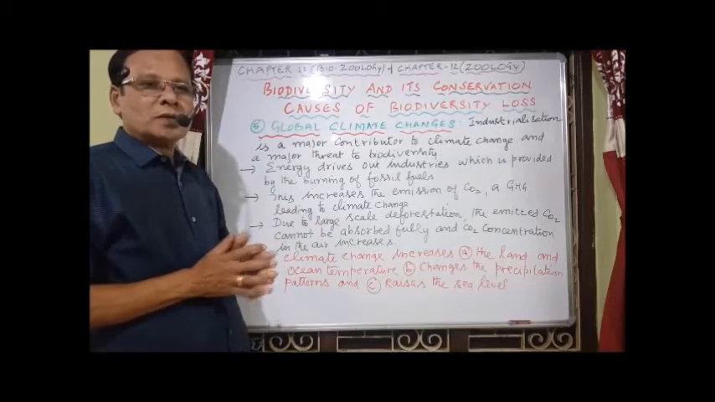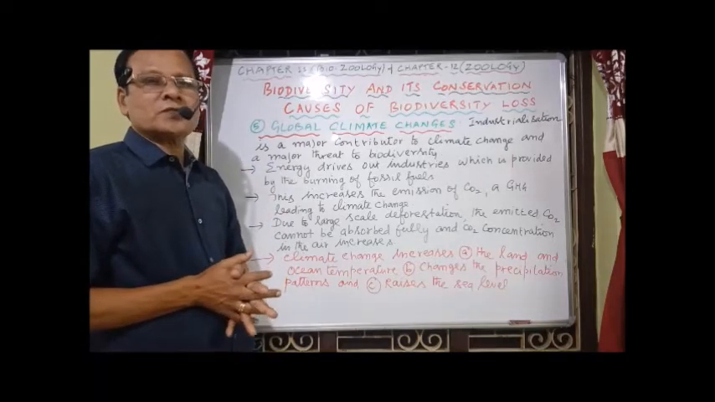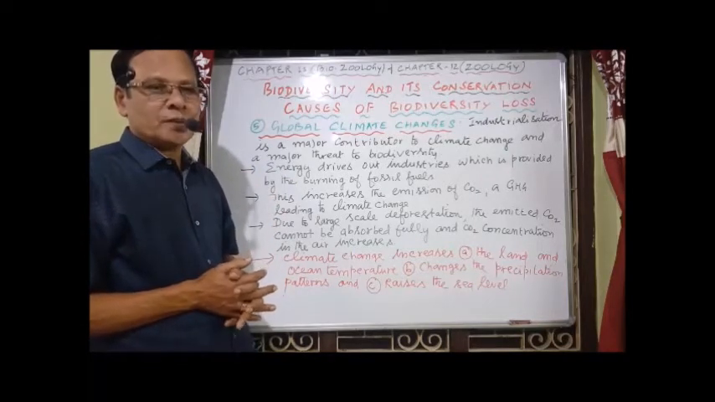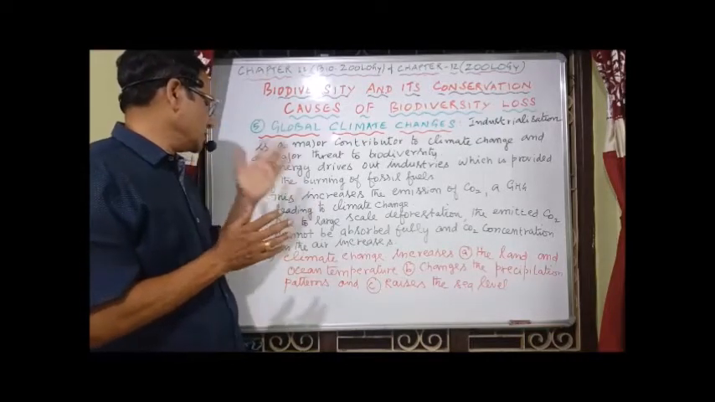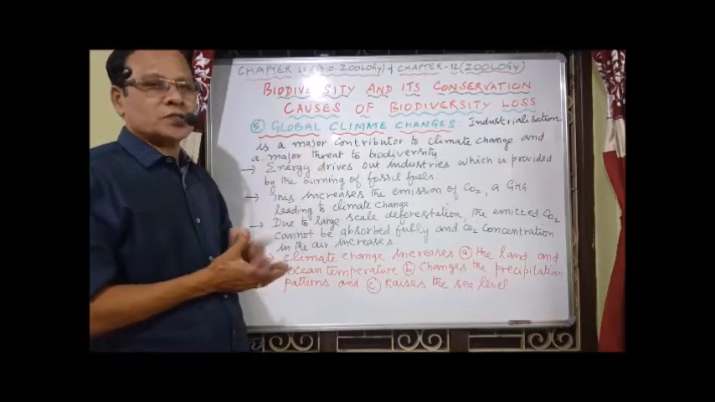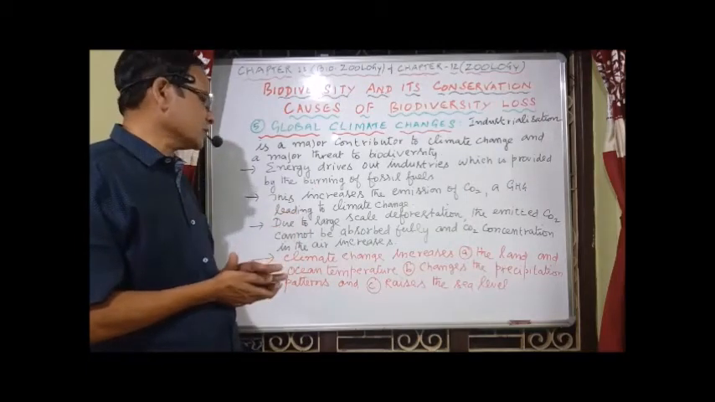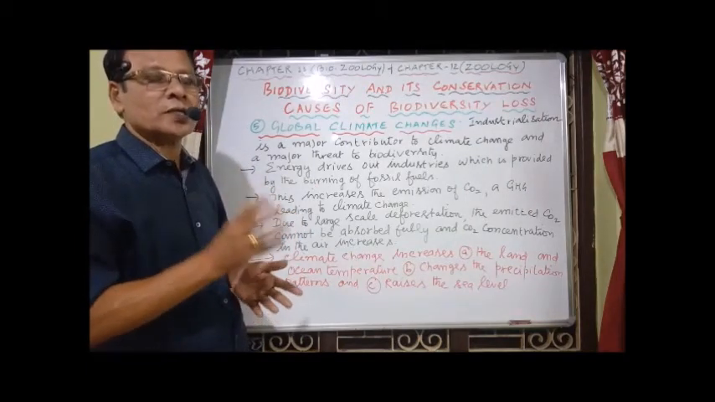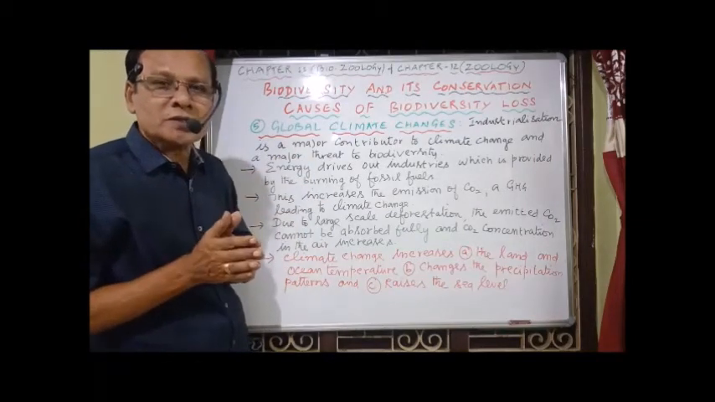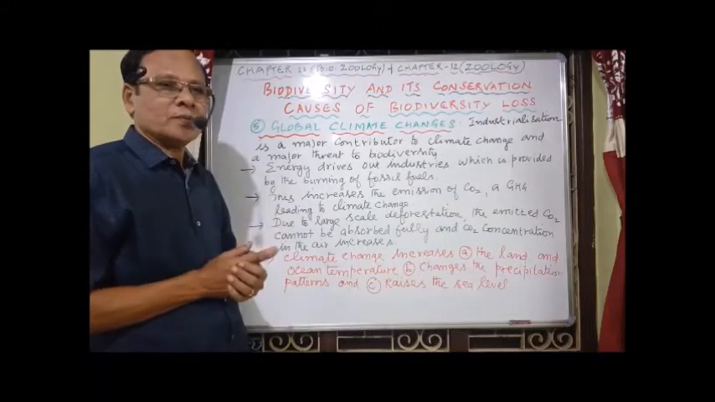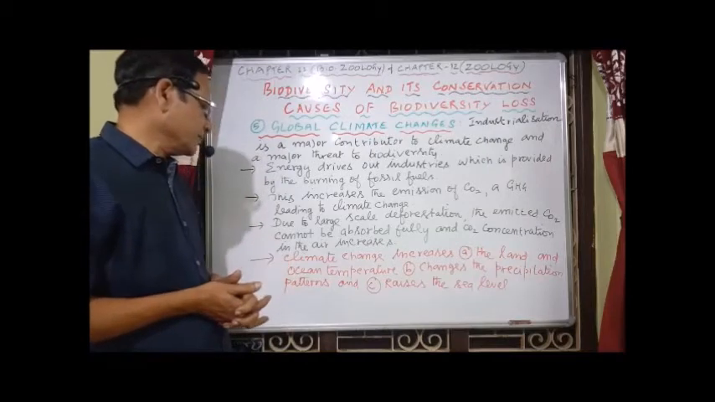Normally, the carbon dioxide is absorbed by the trees for utilization and storage in the form of sugars. But while we are destroying the forests, for example through large scale deforestation, the emitted carbon dioxide cannot be absorbed fully, and the carbon dioxide concentration increases in the air. What are the ill effects of this increase in the concentration of carbon dioxide?